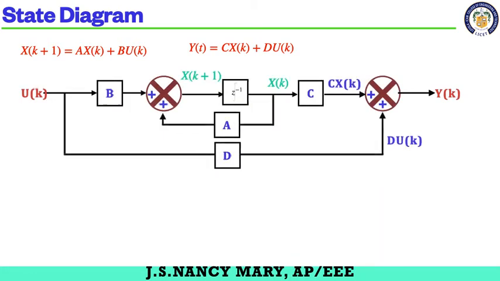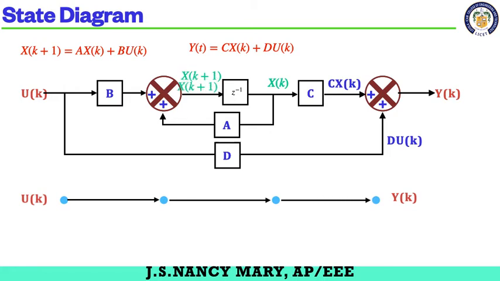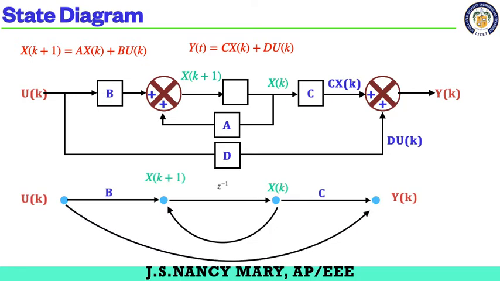Now to draw the same in your signal flow graph, I am dropping all the branch points and summing points as nodes. So this is your input and output. It is traveling from input to output. So now I'll drop all these nodes, and this node will be x of k plus 1 and x of k. So between u of k and x of k plus 1, it is B. And then between x of k plus 1 and x of k, it is Z inverse. From x of k to y of k, it is C. And from x of k to x of k plus 1, it is A. And from u of k to y of k, it is D.